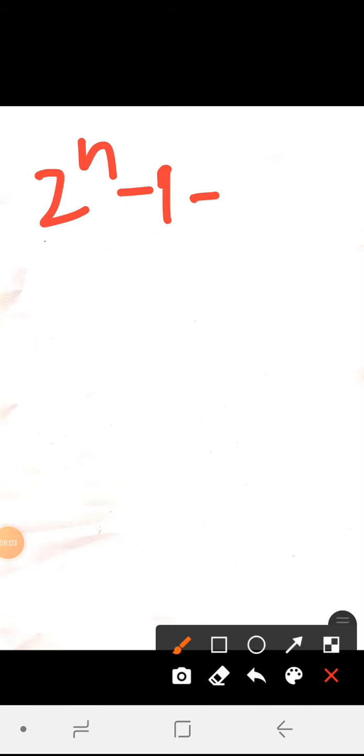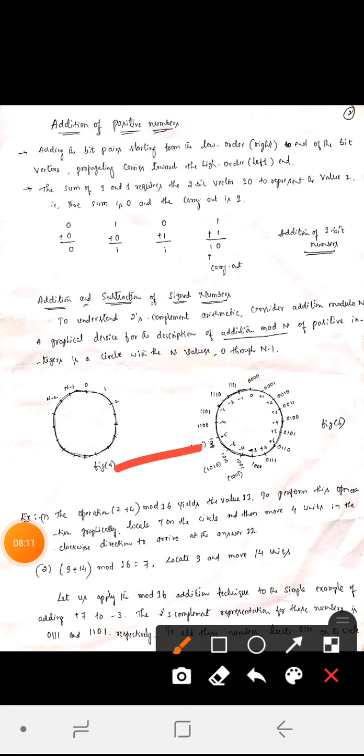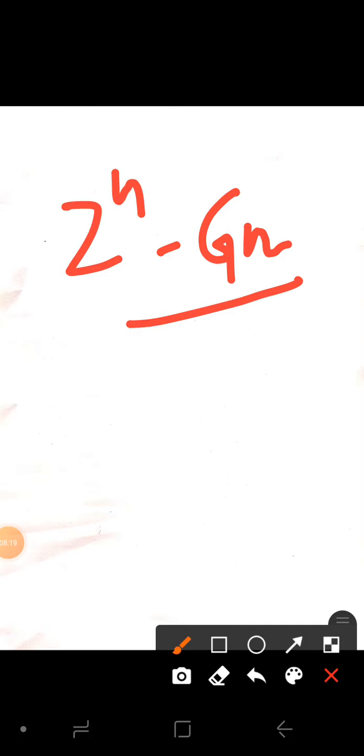If it is a 1's complement number, you have to complement each of the bit, or else you can subtract the given number from 2 power n minus 1. If it is a 2's complement number, you have to subtract the given number from 2 power n, right? So you can find out the 1's complement and 2's complement number like this.